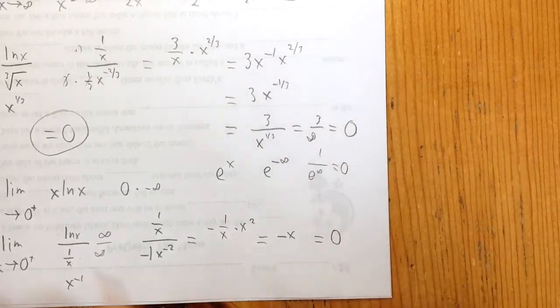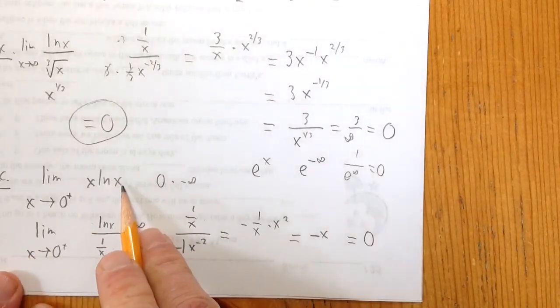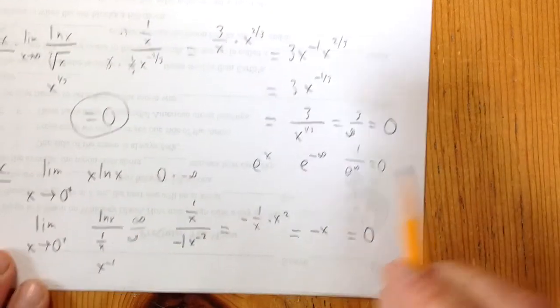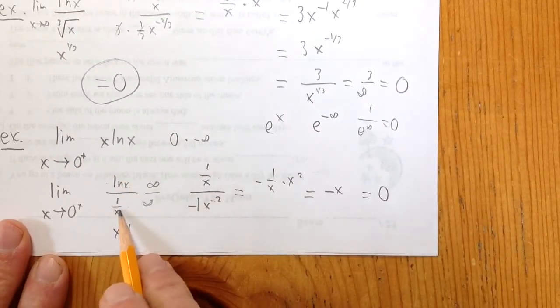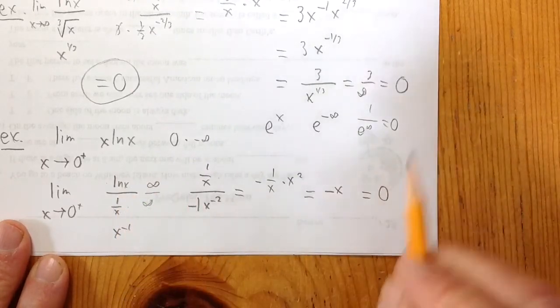So the 0 wins. This thing goes to 0 faster than it goes to infinity. This one goes to infinity, this one goes to 0. The 0 wins here, so we get 0. So again, this is a case where we got to force it into L'Hopital's rule. We got to make it into a fraction, so we get infinity over infinity, and we get that.